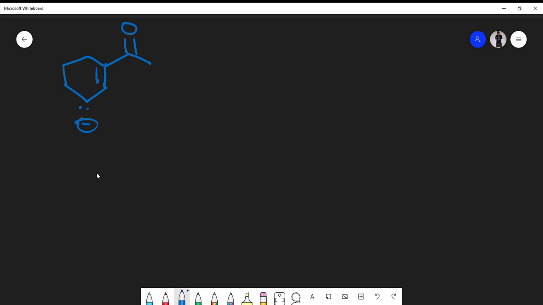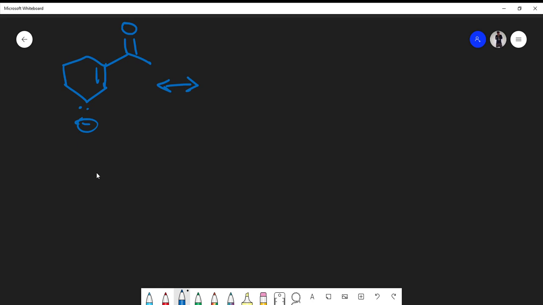How would you do it? Well, the first thing I'm going to do is see where the electron rich area is. I see a negative charge. That means I have electrons. This is an electron rich area. So that means I can move electrons starting from that area.